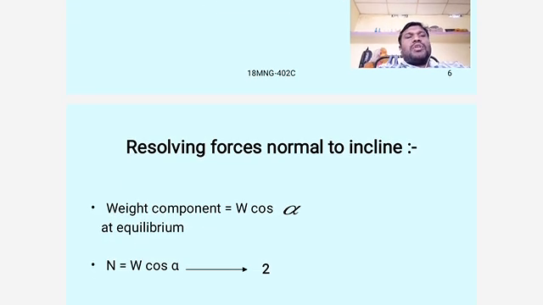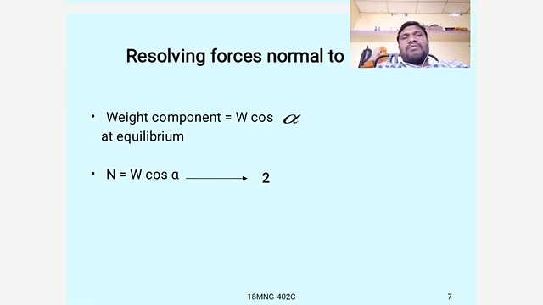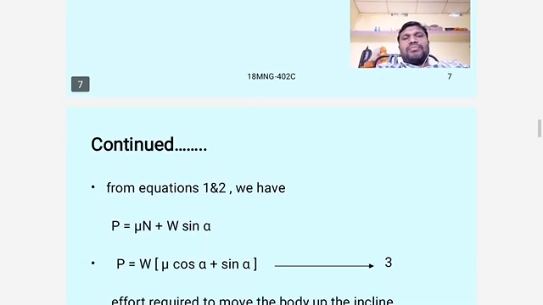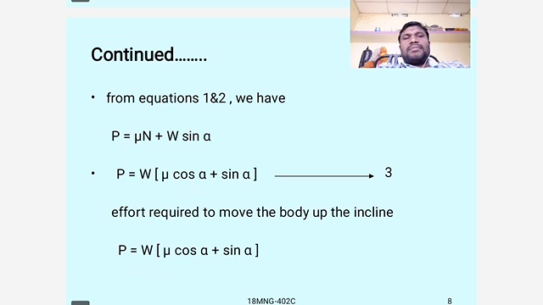Resolving forces normal to the inclined plane, the weight component is equal to W cos alpha at equilibrium, where N is equal to W cos alpha, equation 2. From equations 1 and 2 we have the formula, where P means the effort applied. P is equal to mu N plus W sine alpha. P is equal to W into mu cos alpha plus sine alpha, equation 3.